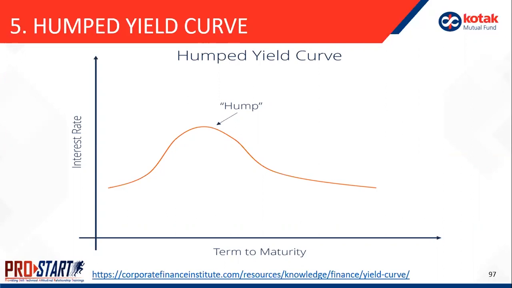This movement of the interest rate creates a hump, that is a momentary rise in the interest rates as maturity increases. Again, the interest rates are going to go down as term to maturity increases. So what does this indicate? We'll have a look in the next slide.